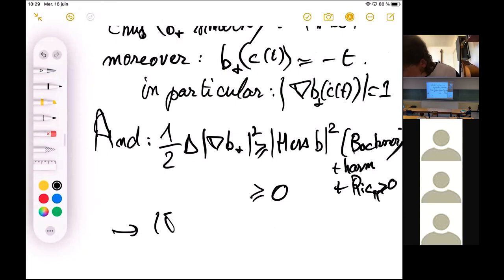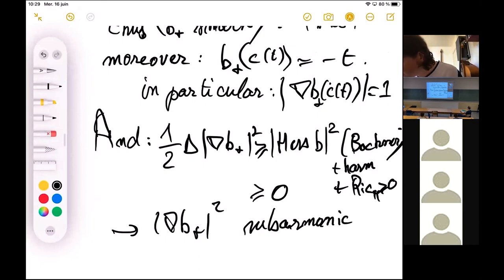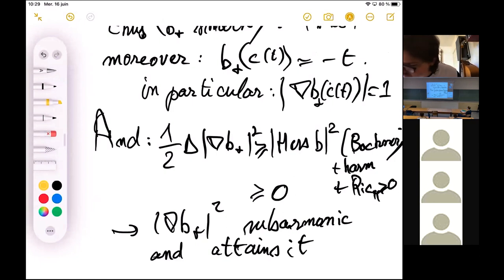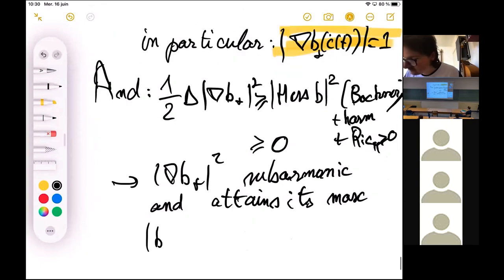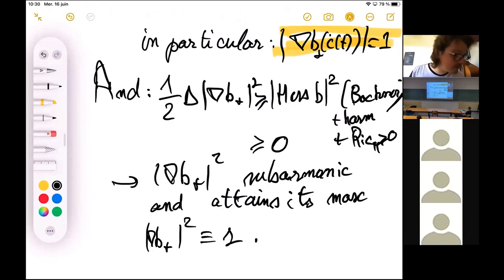So hence now the gradient of b plus squared is subharmonic and attains its maximum because of that. So the gradient of b plus is constant equal to 1. So this is a distance function now.